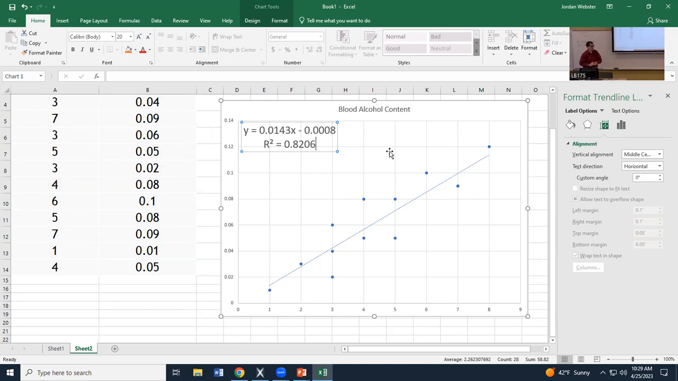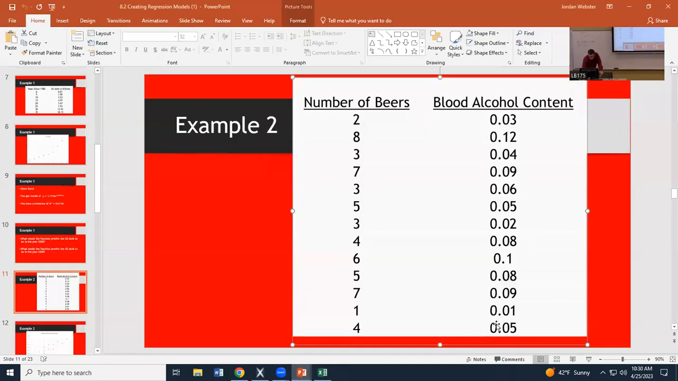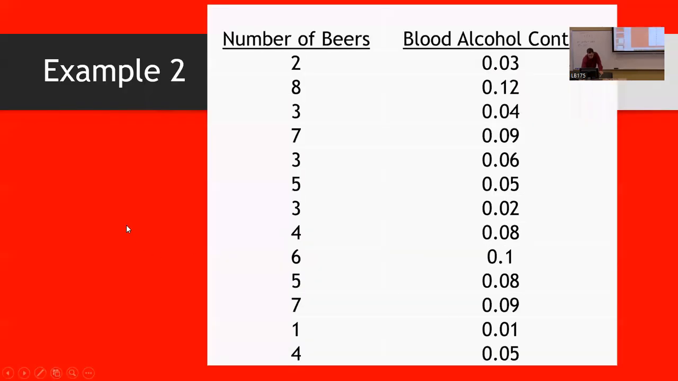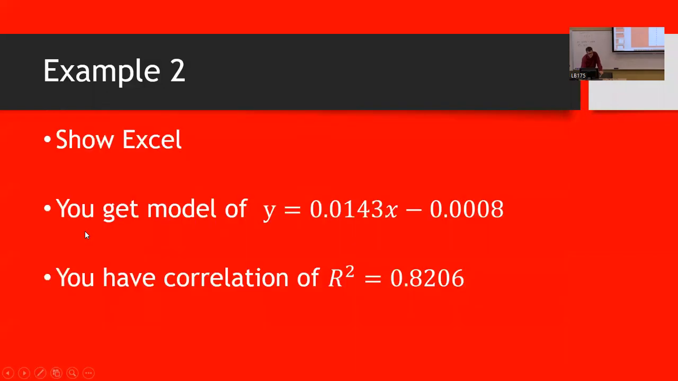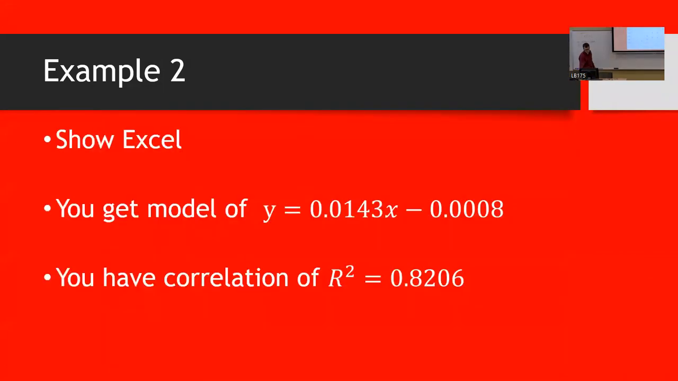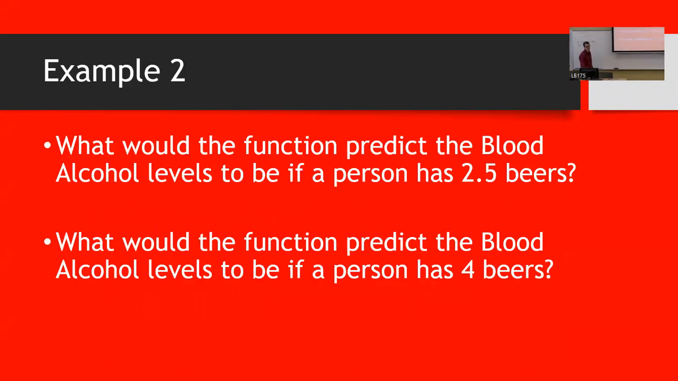Okay, so that's it. We asked technology to give us, and technology gave us the model. So we've seen how Excel can give us that. We got that model with that R squared. And now what we'll say is this.